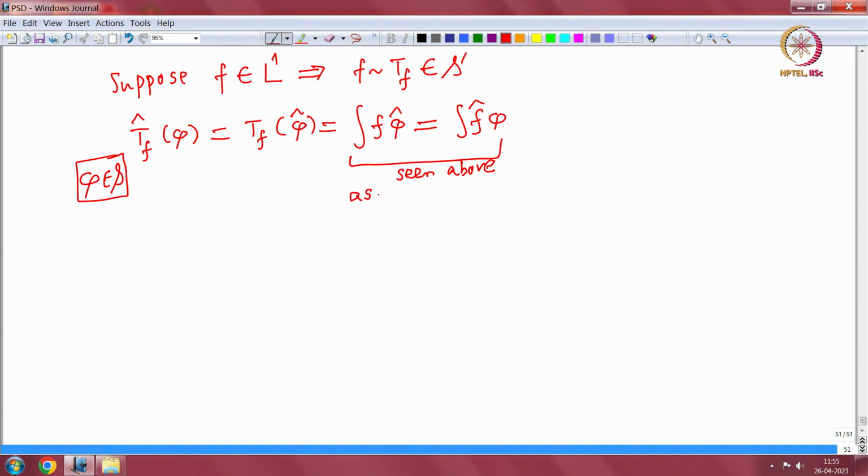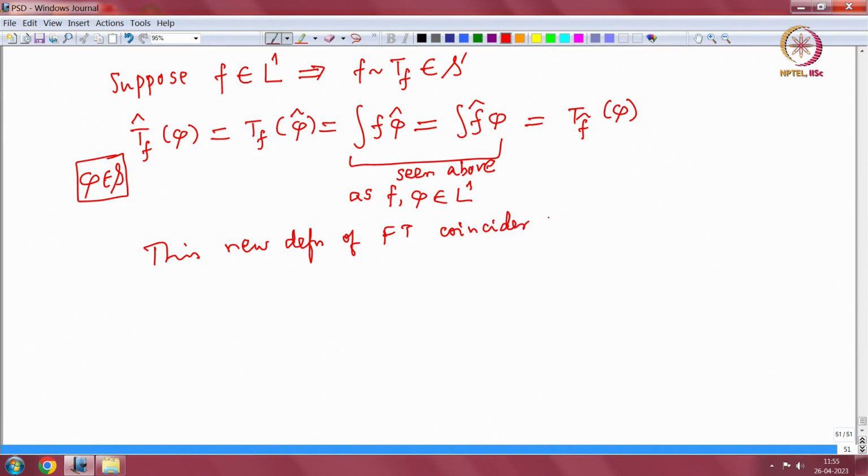Okay. So, as f and phi both are in L1, f is in L1 by hypothesis and phi is in L1 because phi is in S, and we have identified this as just Tf cap of phi. So, that implies this new definition of Fourier transform coincides with the old one as far as L1 functions are concerned. Okay. So, for L2 functions, we still do not have this kind of thing, but we will argue in a slightly different way. Okay.